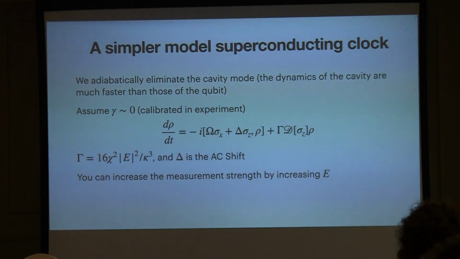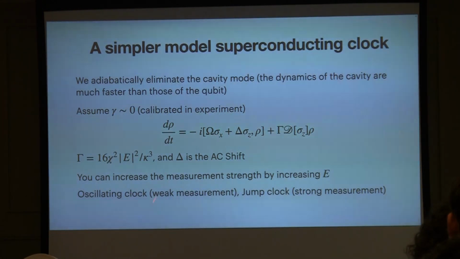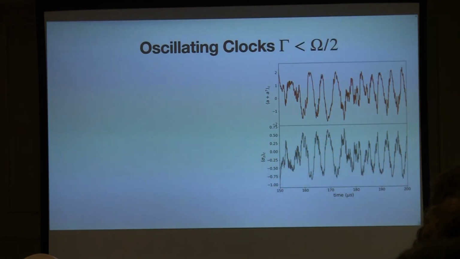So now we've got this qubit model where we can do those two things I was talking about before. The weak driving regime will correspond to the weak measurement, and the strong measurement will correspond to the jump clock. I'll go into those two scenarios.